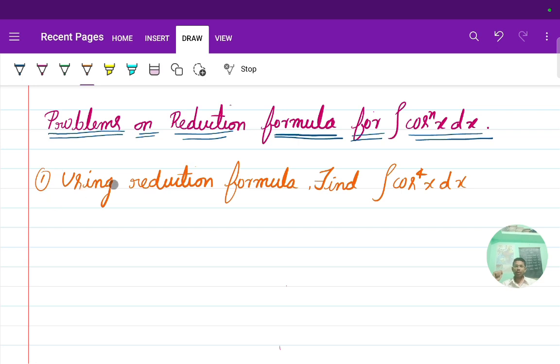The first problem is: using reduction formula, find integration cos power 4x dx. Which reduction formula? The reduction formula for integration cos power nx dx. Okay, let us solve this. Solution.